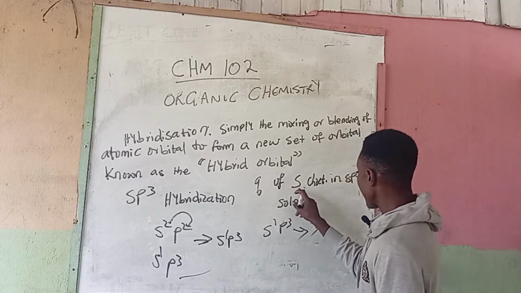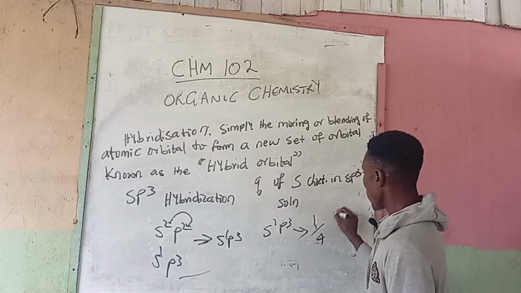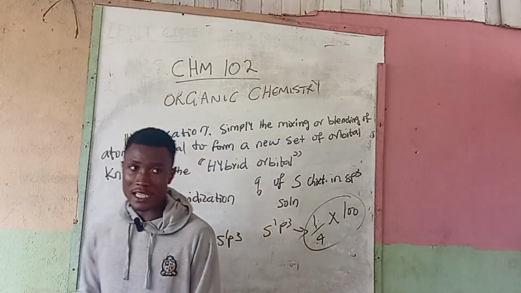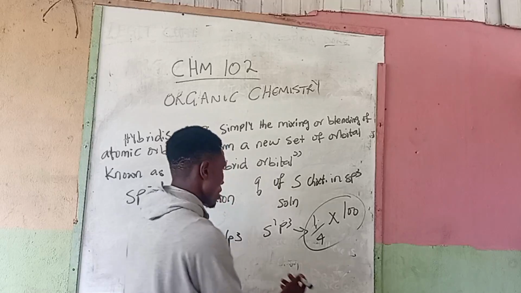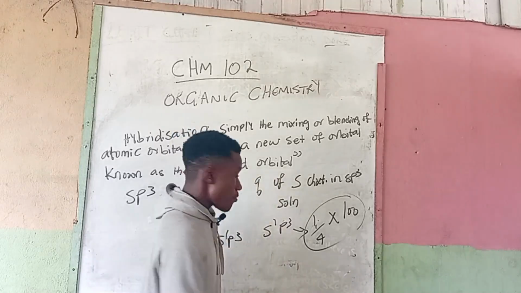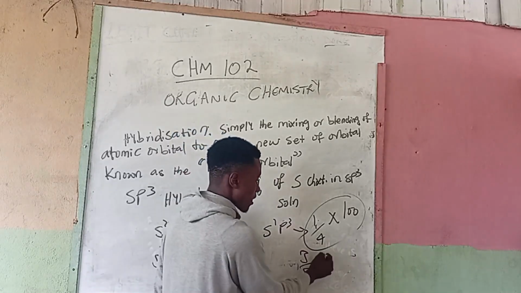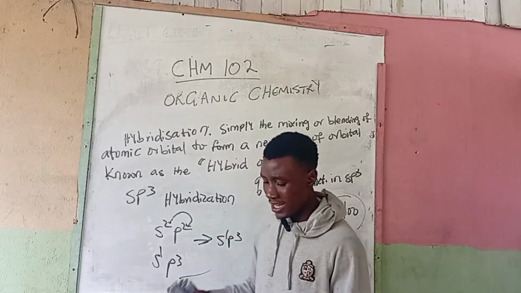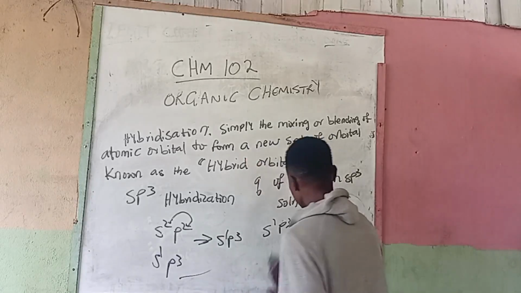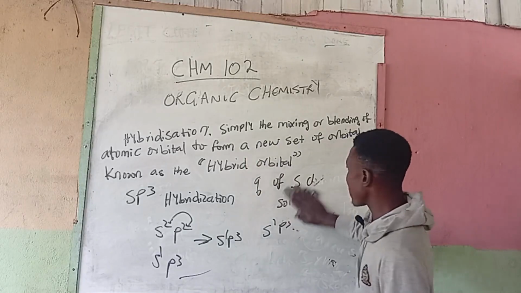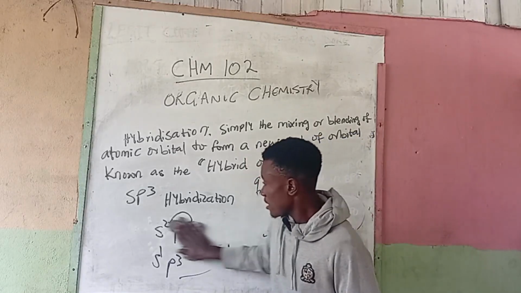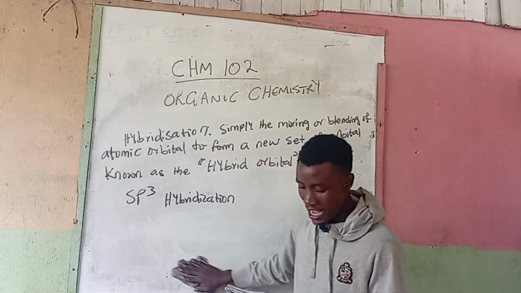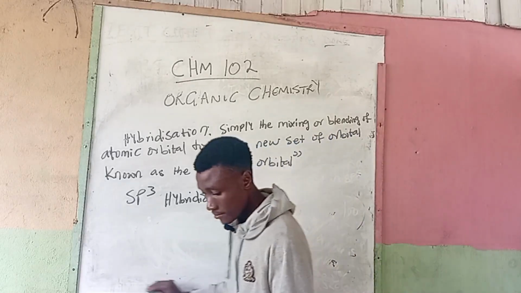Because you're looking for the percentage of s, you say 1 over 4 times 100, since it's percentage. So whatever it gives to you there is the percentage character of s. You do the same for p, where you say 3 over 4 times 100. Whatever it gives to you there is for p. So that is just how it is. So let's move on without wasting much time, because these things are very easy. It's just for you to understand the concept, just like the way I am doing it here, right?